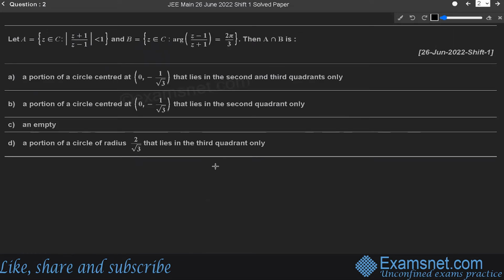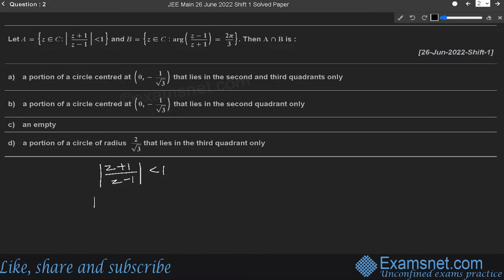Moving on to the next question, let A be the set of Z belonging to C such that mod of (Z plus 1) divided by (Z minus 1) is less than 1, and B be the set of Z belonging to C such that the argument of (Z minus 1) divided by (Z plus 1) is equal to 2 pi by 3. So it is given that for set A, this is the condition. Then we have to find A intersection B here.